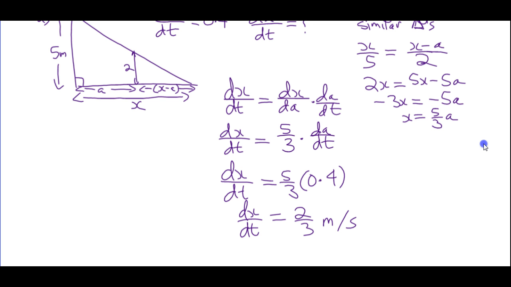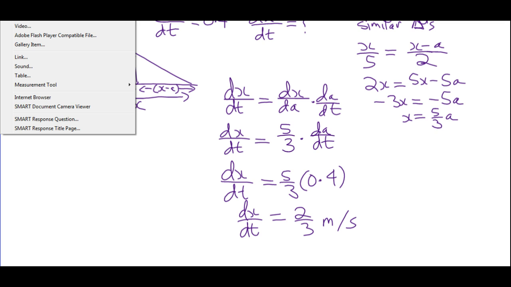B is going to require a separate diagram. I'm going to need to insert a blank page. Okay, so in 8B, what do we want to know? At what rate is the length of the shadow of the statue changing?